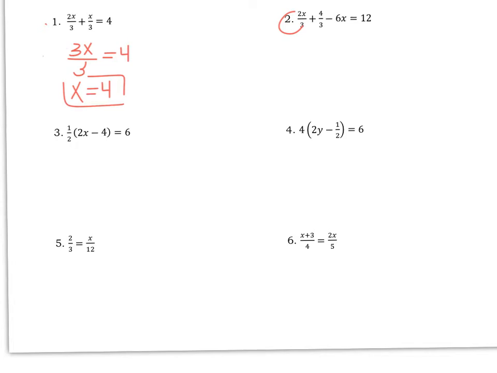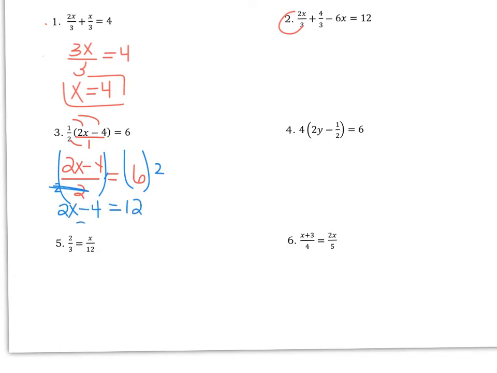Or I do what's called the over 1 trick. Helps my brain. So I multiply the top with the top and the bottom with the bottom. So if I distribute 1, I have 2x minus 4 on the top. And 2 times 1, I have 2 on the bottom. So that's 6. So now I'm going to do the exact same thing. I'm going to get rid of fractions by multiplying both sides by 2. So these cancel out. So I'm left with 2x minus 4 equals 12. So now I'm going to add 4. I get 16. So now I'm going to divide by 2.